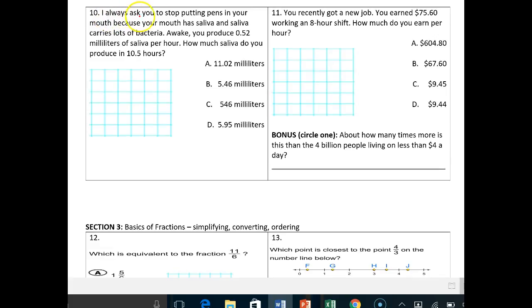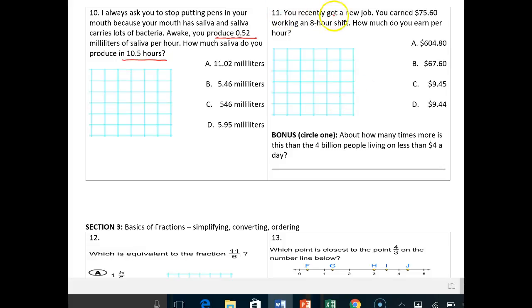Question 10. I always ask you to stop putting pens in your mouth because your mouth has saliva, and saliva carries a lot of bacteria. Awake, you produce 0.52 milliliters of saliva per hour. How much saliva do you produce in 10.5 hours? So you have the number 0.52 and you have the number 10.5. How much you produce in 10.5 hours? If it was 1 hour, I produce 0.52. If it was 2 hours, I could figure that out by doing some type of operation. I want to know how much saliva I produce in 10.5 hours. Use your reference sheet to figure this out.